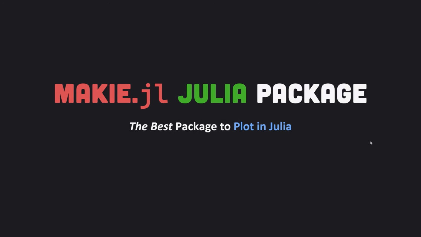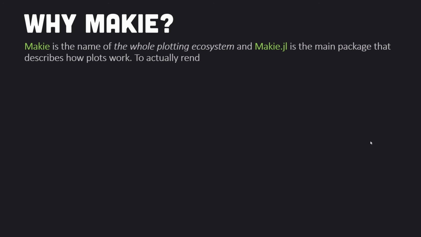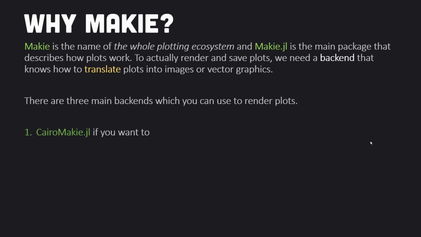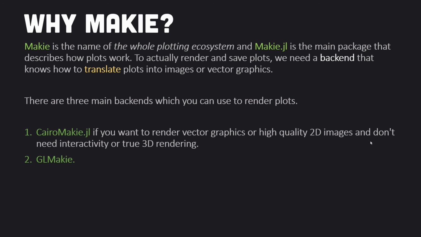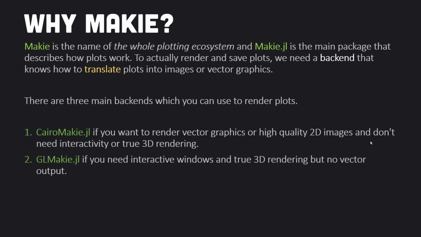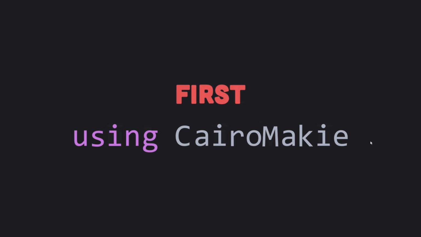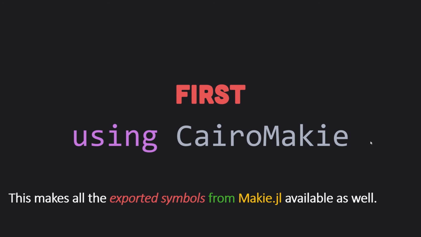As I've already said, Makie is the name of the whole plotting ecosystem, and Makie.jl is the main package that describes how plots work. CairoMakie is used to render vector graphics and high quality 2D images. GLMakie is used for interactive windows and 3D rendering. And finally, WGLMakie is similar to GLMakie but works in web browsers, not native windows. Since we have already added the CairoMakie package to our Julia environment, we can use the using keyword and type using CairoMakie to import the CairoMakie package.